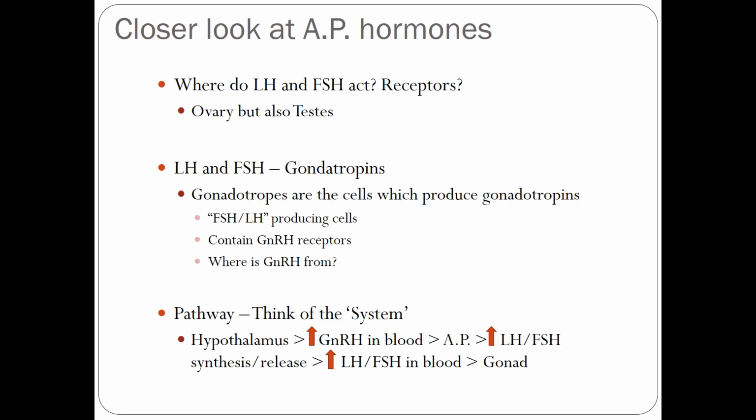So in the hypothalamus, if we see an increase in GnRH in the blood, that GnRH is headed to the anterior pituitary gland, and we're going to see an upregulation of luteinizing hormone and follicle stimulating hormone, both in synthesis and in release. The next step is that we will see an increase of FSH and LH levels in the blood, and those hormones are then traveling towards the gonad to bind to their receptors on the gonad.